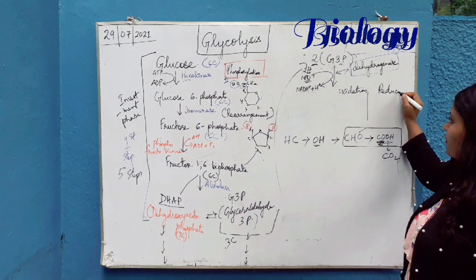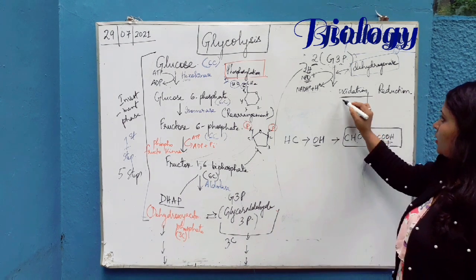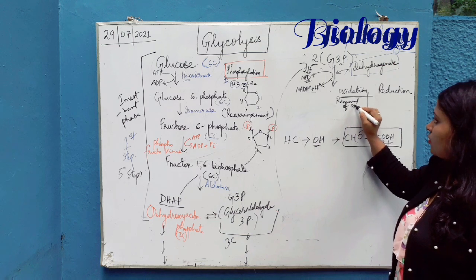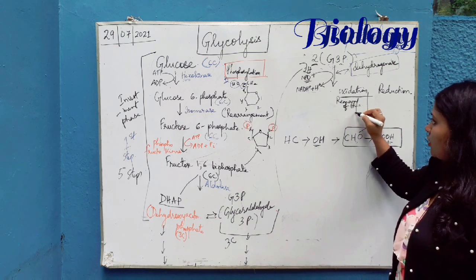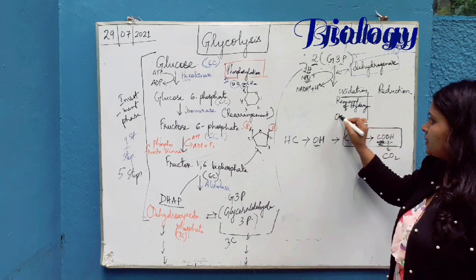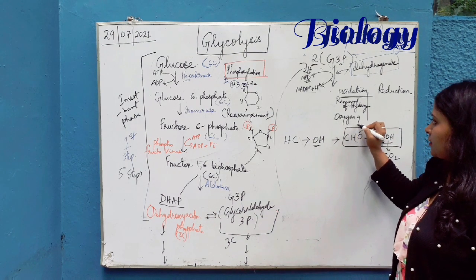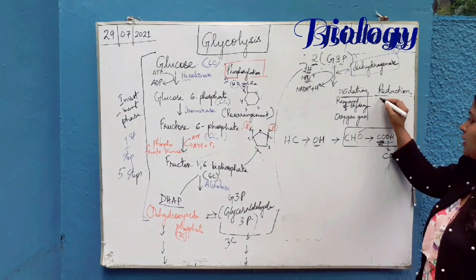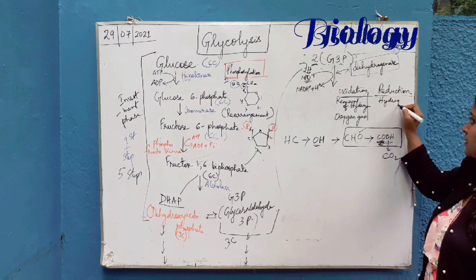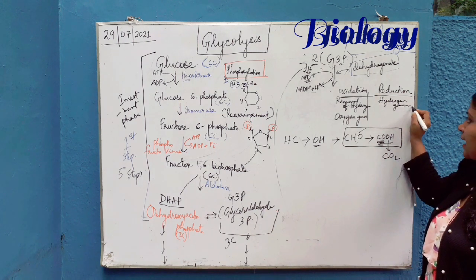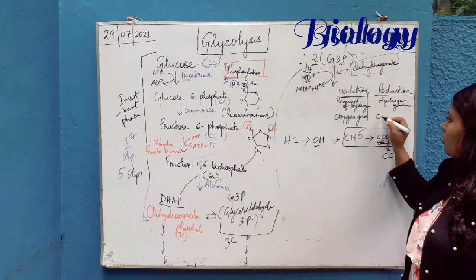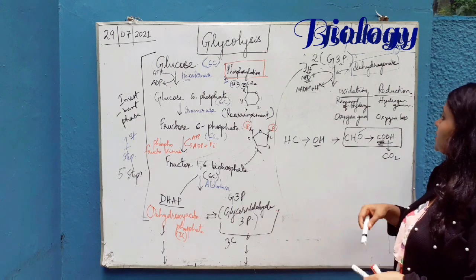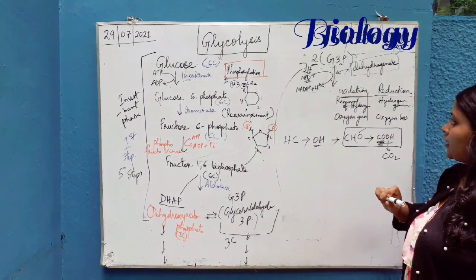You have already studied that in oxidation and reduction there is a difference. In oxidation, what happens? That is removal of hydrogen and oxygen gain. So, when hydrogen is removed, oxygen is gained. And in the reduction process, when hydrogen is gained, the oxygen is lost. So, what happens here in this case? The hydrogen is added.